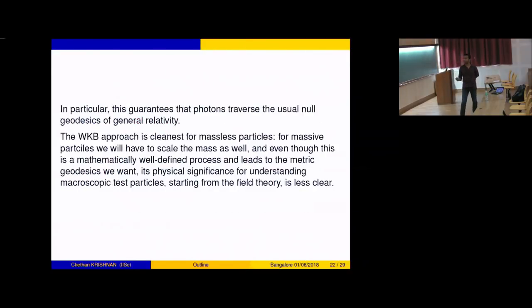The problem with the eikonal limit is that it guarantees that photons traverse the usual null geodesics of general relativity, but this approach is cleanest when you have massless particles. If you have a massive particle and you want the geodesic equation in this limit, you have to scale the mass as well. You can do that mathematically, but it's not a compelling way to get to the final geodesic, because it doesn't feel like a physically motivated way of deriving particle trajectories. For massive particles, whether they traverse geodesics is something we would like to understand from a slightly different perspective than the WKB approach.